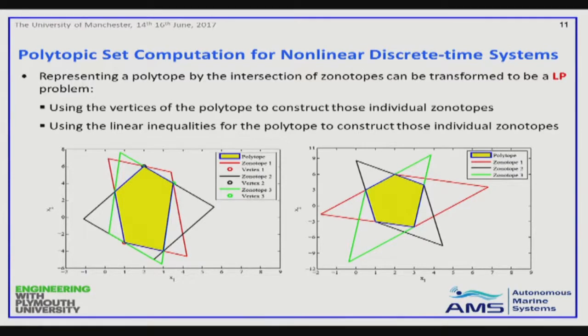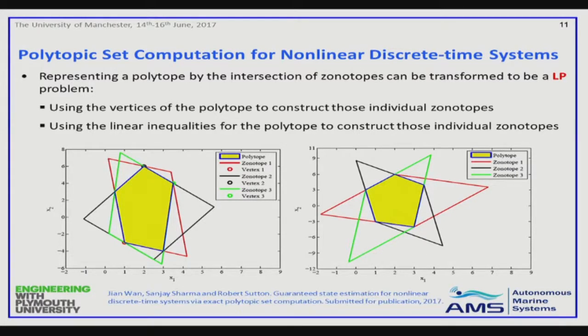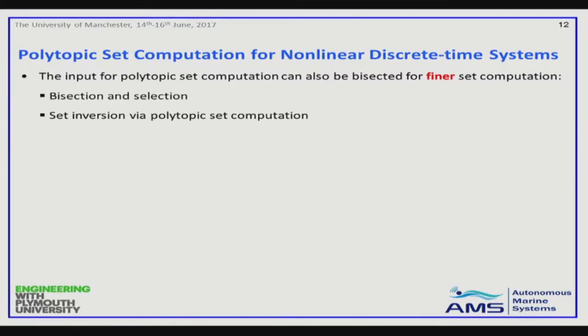Once you do that, then you can compute the evolution of these individual zonotopes, and then compute the intersection, and then your result is a polytope as well. So that is the basic idea. Now, we also want to bisect a polytope, similar to the interval or zonotopic case. We want to bisect and test the smaller zonotope, what the properties are. So that is the bisection and selection for set computation. We thought of a way to do that.